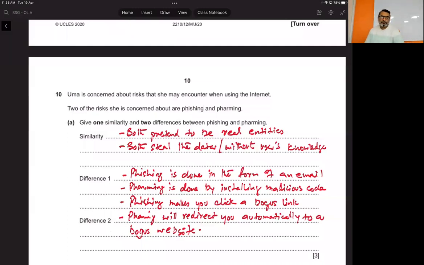So these are the similarities and differences: both pretend to be real entities, a real person, a real company, and both steal personal data without users' knowledge. Remember that. Phishing is done in the form of email. An email is sent to you pretending to be from a bank, a company, or a person, your friend or family member, and then they make you click a link. Once you click the link, it takes you to some website where they steal your data. On the other hand, pharming is malicious code, like a virus, installed on your computer. Whenever you type a website, it takes you to another website.